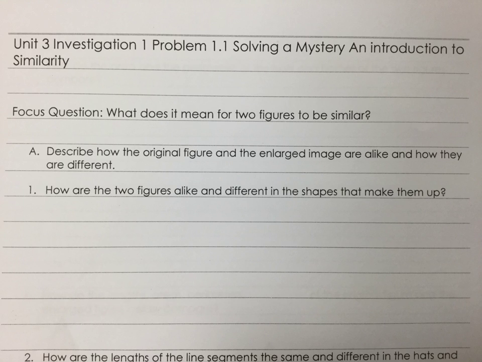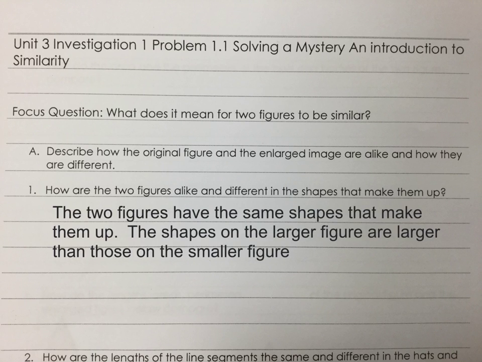All right, so how are the two figures alike and different in the shapes that make them up? If you look at your two pictures, you should realize that they're made up of the same exact shapes. In fact, if you were to shrink the one, you could make them identical, or enlarge the other one. The only difference is that on the larger figure, the shapes are larger, and on the smaller figure, the shapes are smaller.